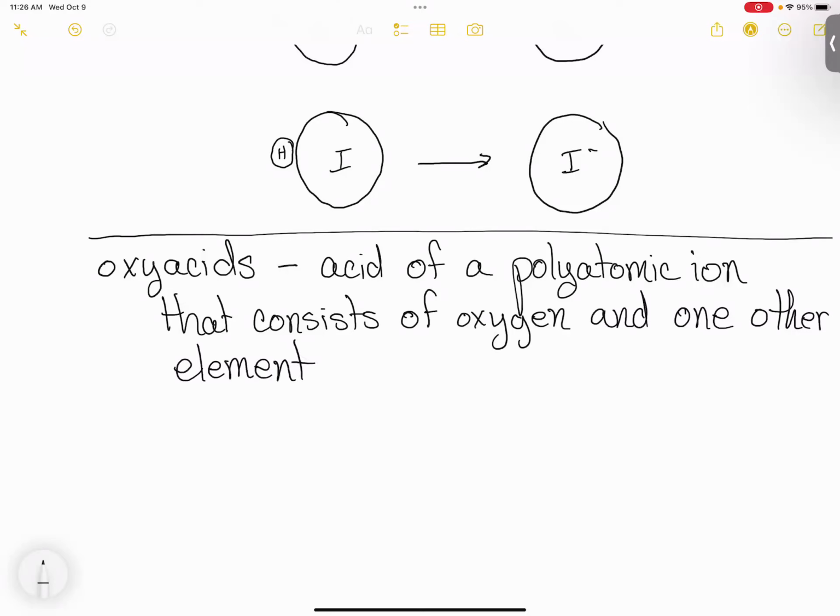So, for example, some things I've already given you. HNO3 is an oxyacid because it's an acid of a polyatomic ion that consists of oxygen and one other element. H2SO4 is an oxyacid. It's an acid of a polyatomic ion that consists of oxygen and one other element.